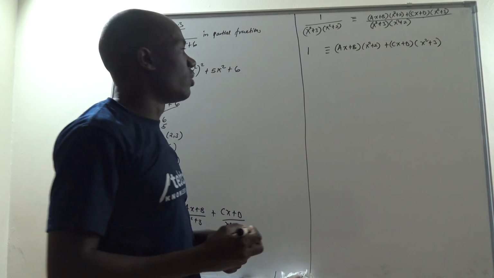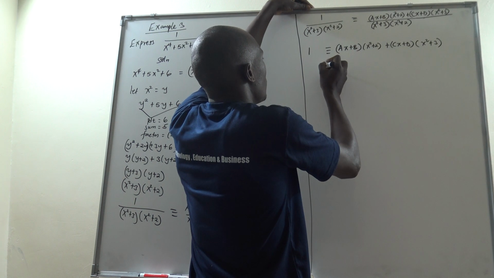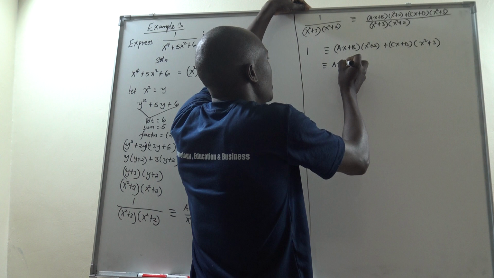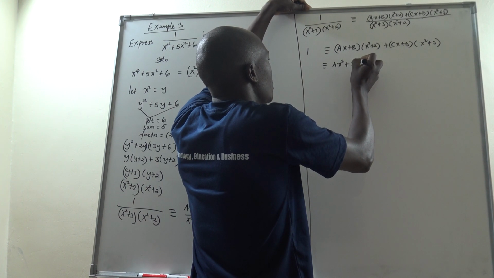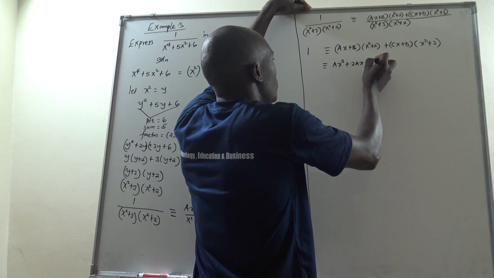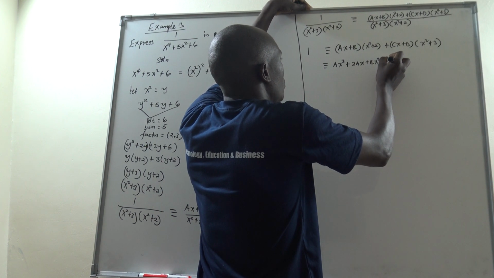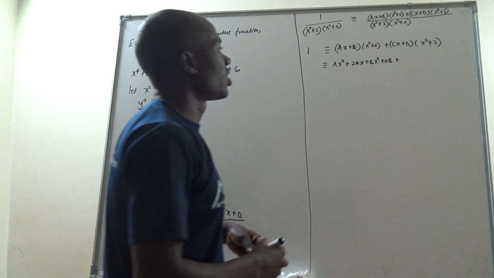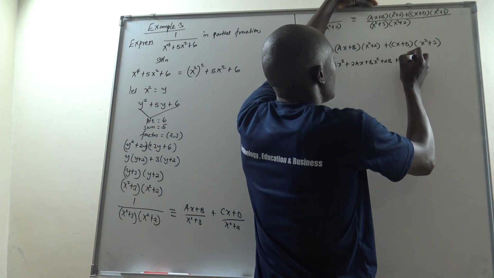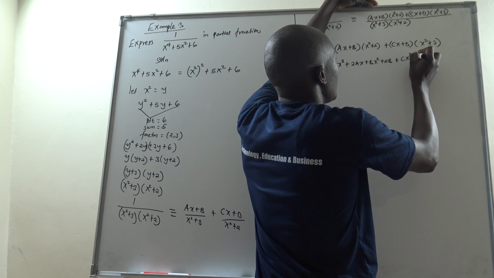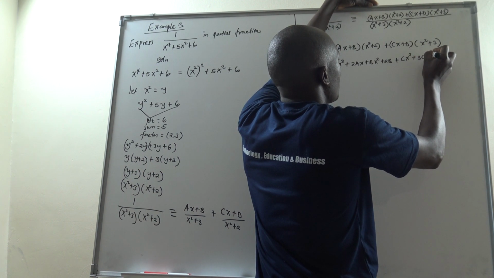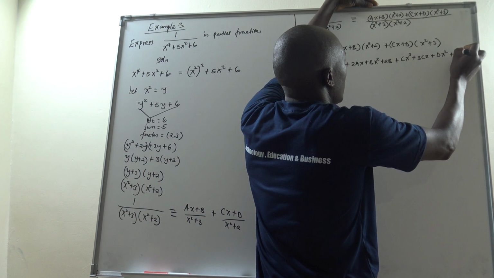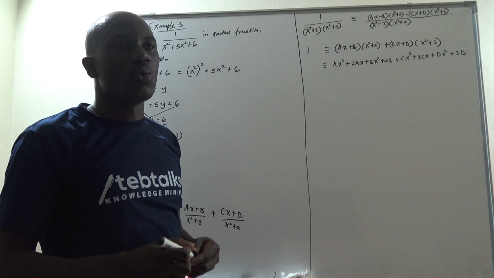So can we go ahead and open up these brackets? What are we having? We are having ax cubed plus 2ax plus bx squared plus 2b. Then plus, we open up that: cx times x squared, we are getting cx cubed plus 3cx plus dx squared plus 3d. Again, we go ahead and collect like terms.